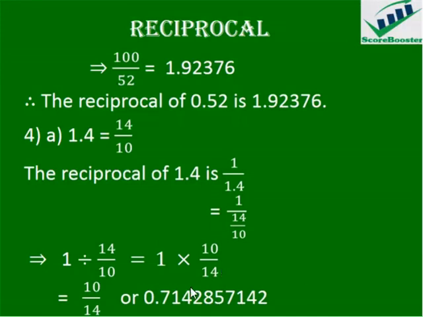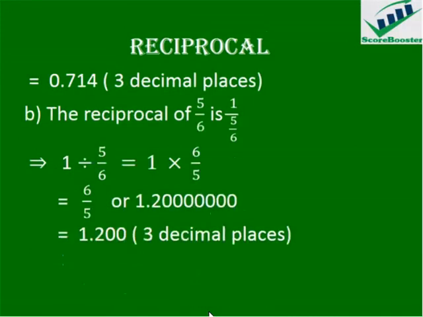But here we can see that the number after 4 is 2, and it is between 0 and 4, so it approximates to 0. So here 2 will become 0, and 4 plus 0 will also give us 4. Therefore the reciprocal of 1.4 is 0.714 to 3 decimal places.